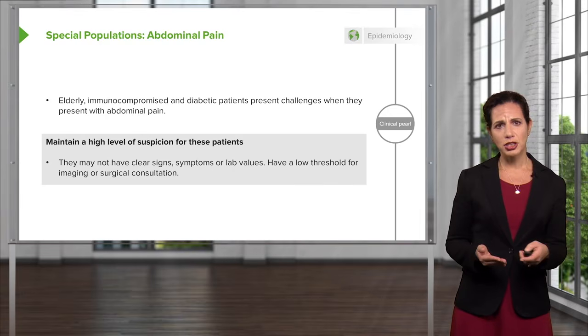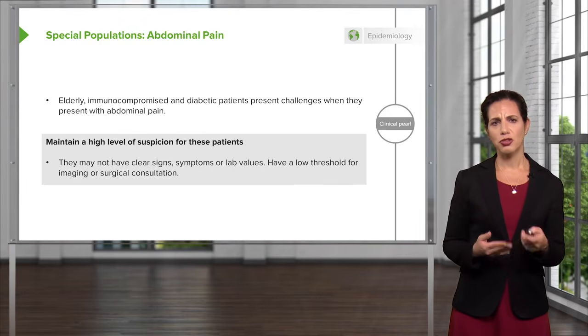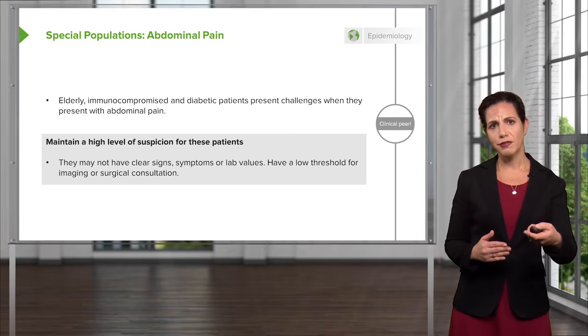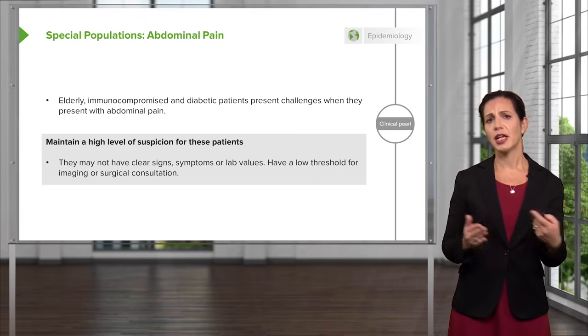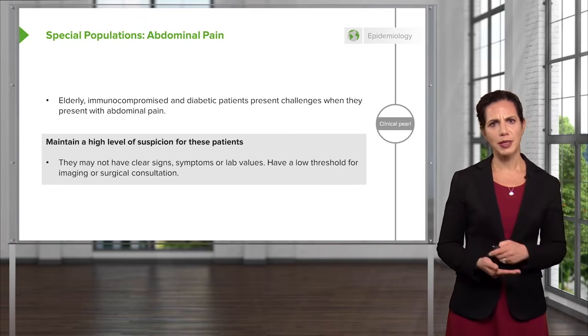Definitely, the one thing you don't want to do in these patient populations is necessarily always jump to a more benign diagnosis like reflux. You want to have a high suspicion that something could be going on in their abdomen.